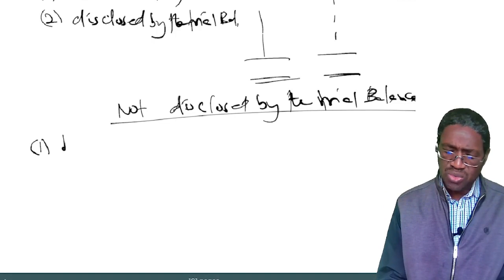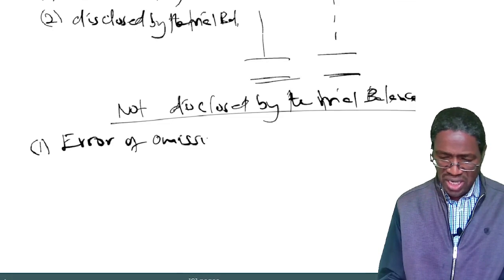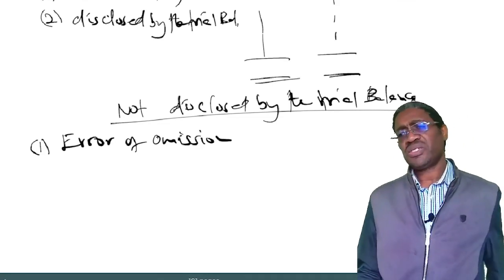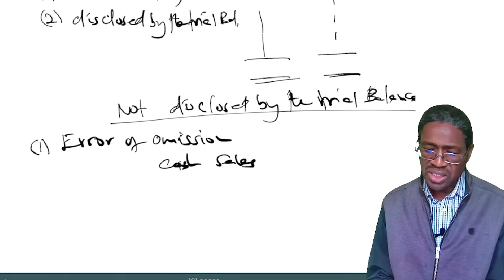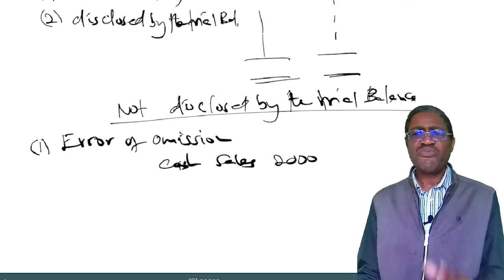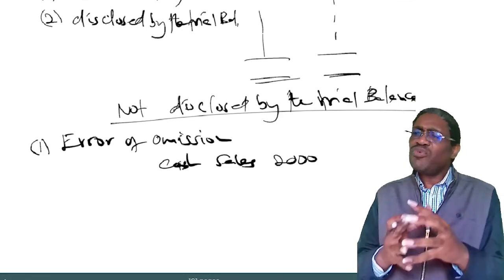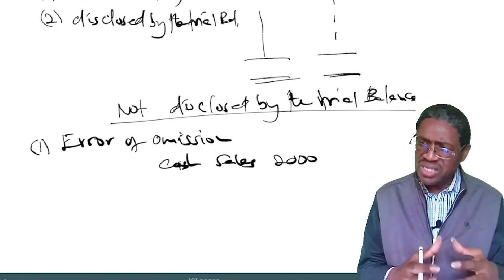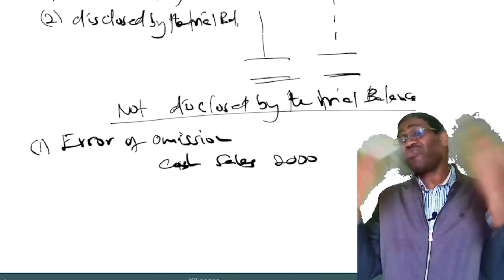One of them is what we call error of omission. Now, assuming your business had something like cash sales, shillings 2,000. Which account are you supposed to debit? Obviously, you're supposed to debit cash and you credit sales. But if you don't record that transaction anywhere, meaning you still don't debit cash, you still don't credit sales, the trial balance will still balance because of the other entries.